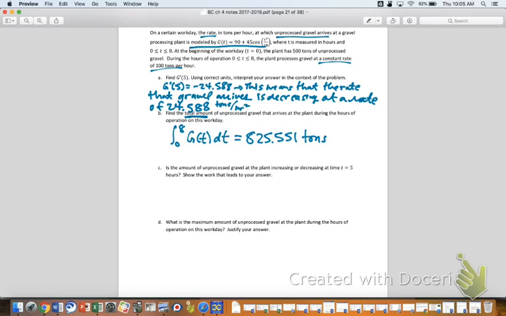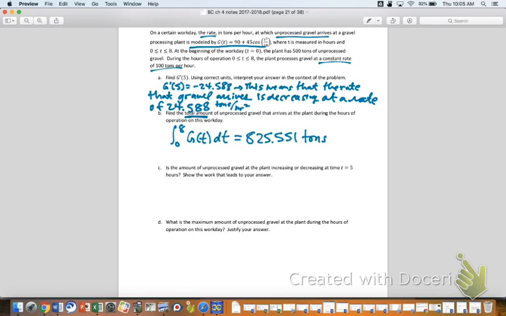All right, C is the amount of unprocessed gravel increasing or decreasing at t equals 5 hours. This is a nice review question as well. So if you would, see if you can answer C. Take just a couple minutes to do this. In C, I want to ask you guys a couple questions, see if you understand the concept. In C, do I need to consider how much gravel was there to start with? I don't. Do I need to consider the rate of gravel coming in? Do I need to consider the rate of gravel going out?